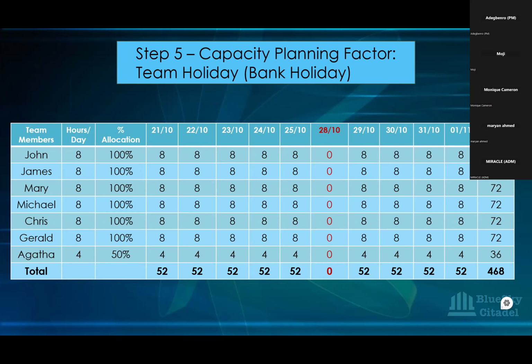Now from 520, you can see the total coming down to 460 because we've taken 8 hours out of everybody's day and 4 hours from Agatha, who is a borrowed resource. So it's come down to 460 from what we had before.